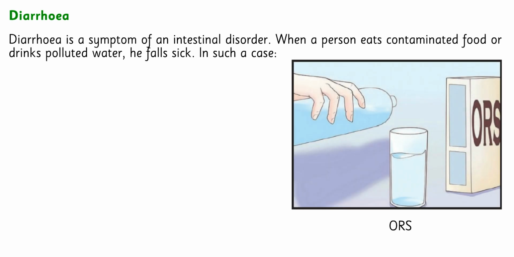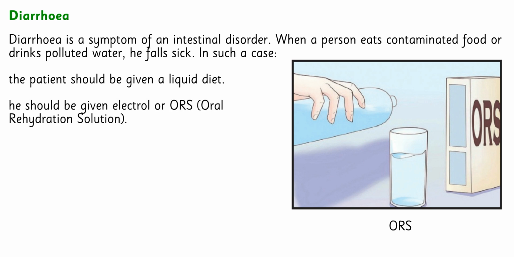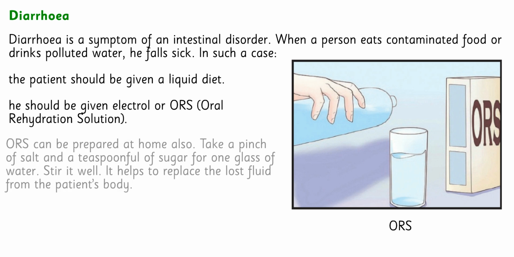Diarrhea. Diarrhea is a symptom of an intestinal disorder. When a person eats contaminated food or drinks polluted water, he falls sick. In such a case, the patient should be given a liquid diet. He should be given electrol or ORS, oral rehydration solution.